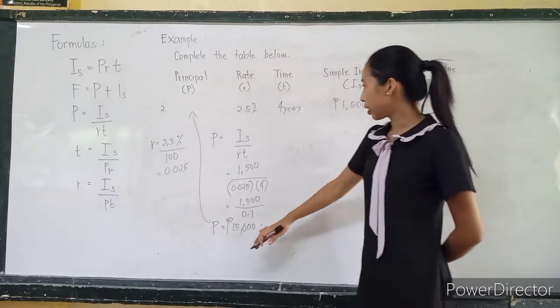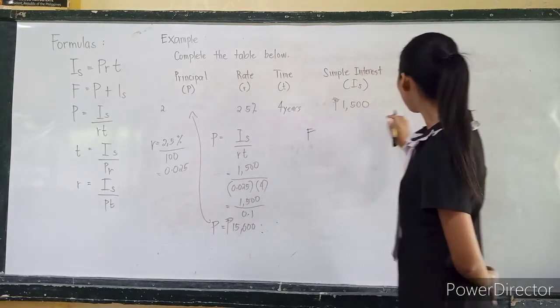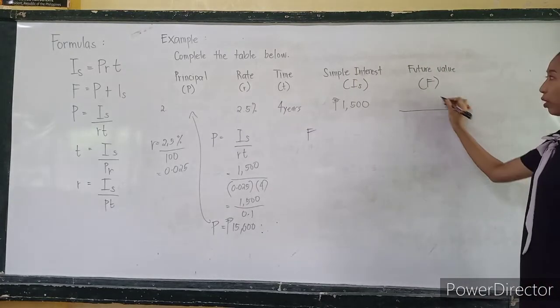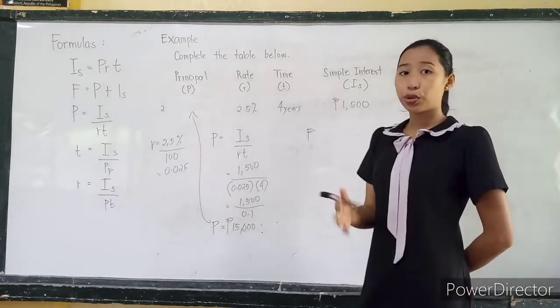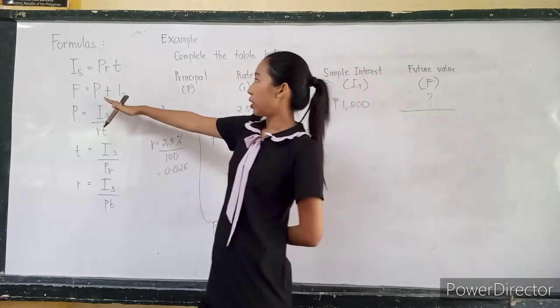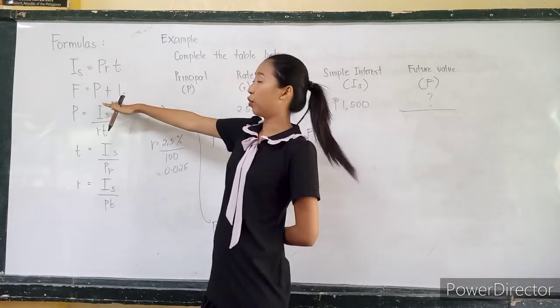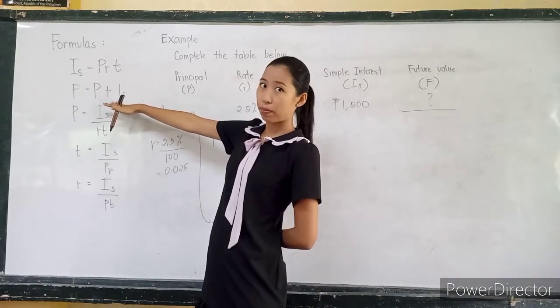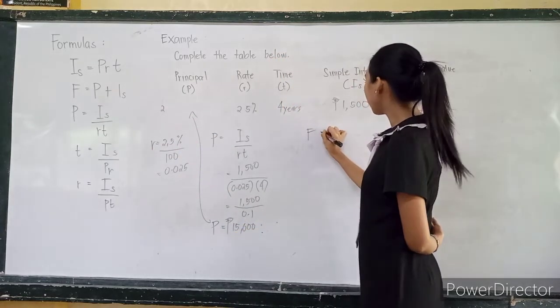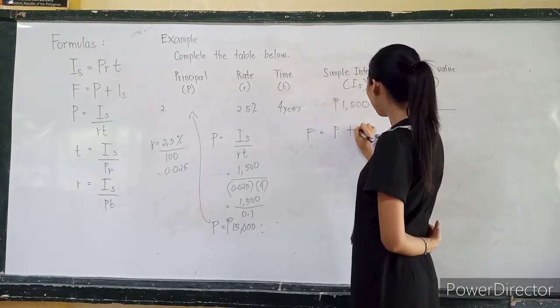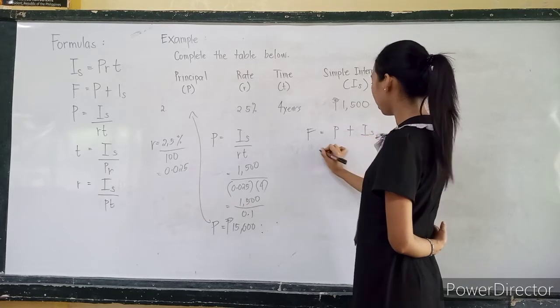Okay? Let's proceed with your future value. Okay? Wala po na siya, di ba? Hindi pangita po na ito ang future value. So, we are going to use the same nga formula. F is equal to P plus IS. So, F is equal to P, or principal, plus your simple interest.